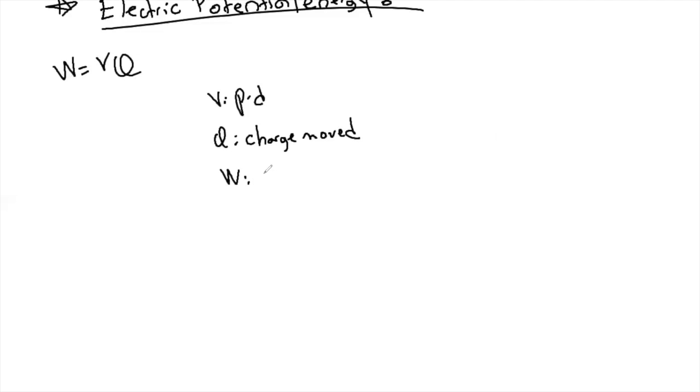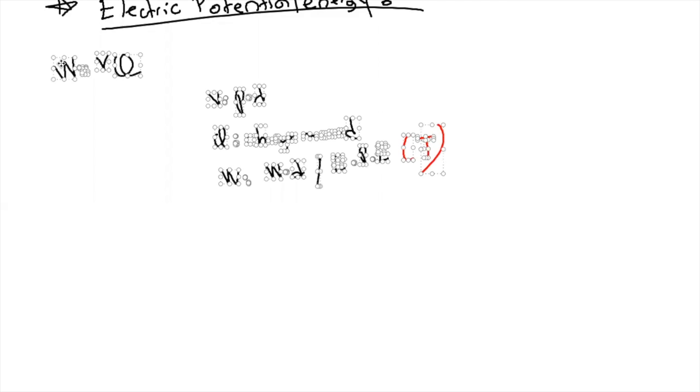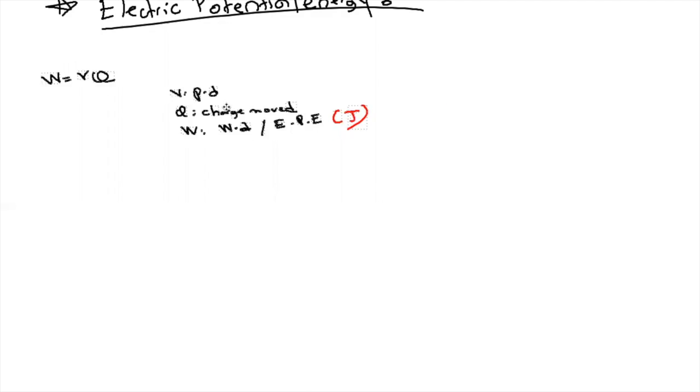Yeah, you can say that, but we're going to write it like this, right? So W is equal to VQ, right? It's the same thing. And this W here, you can write it as U. So V is potential difference and Q is the charge moved. And W is the work done, or this is electric potential energy. Both of them are in joules. They're the same thing. And yeah, that's the basics of it.